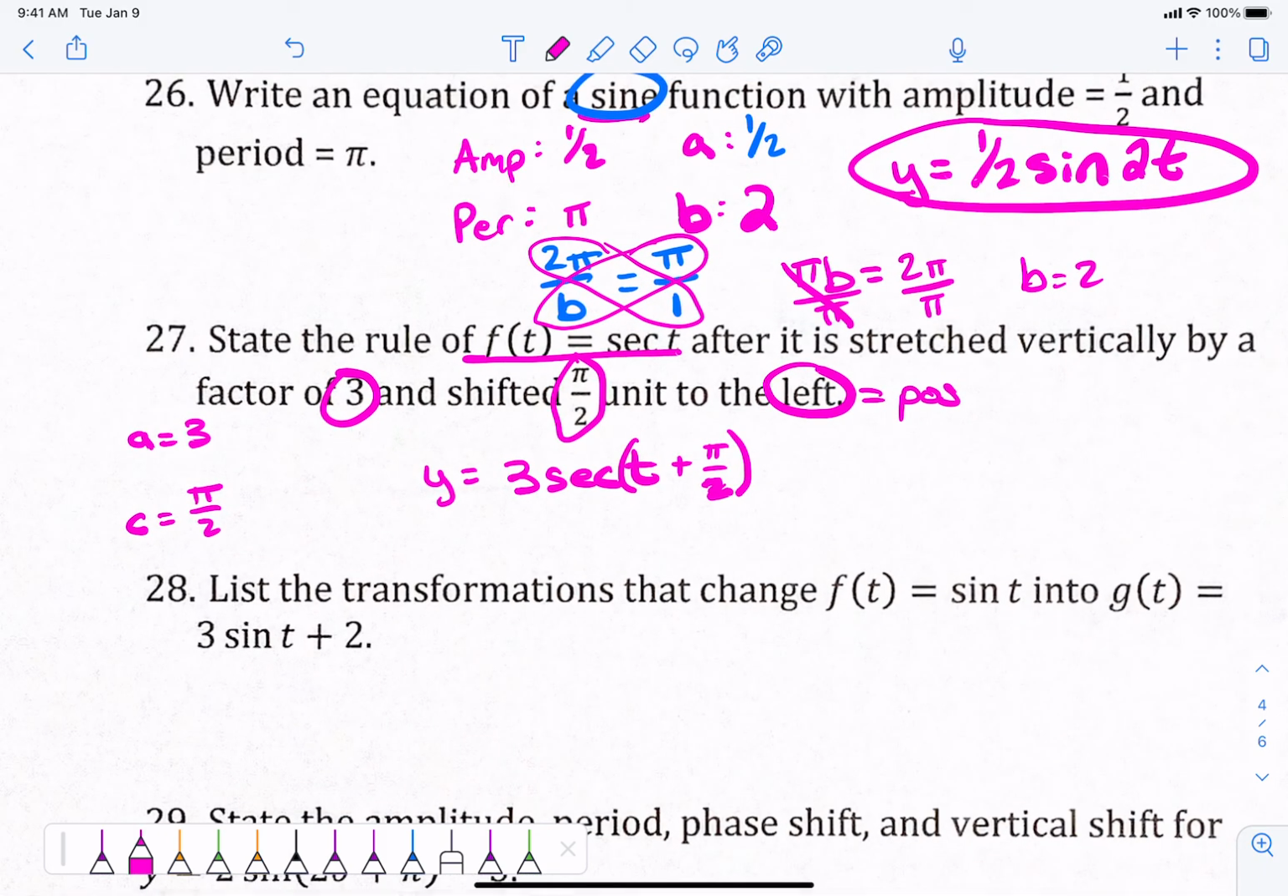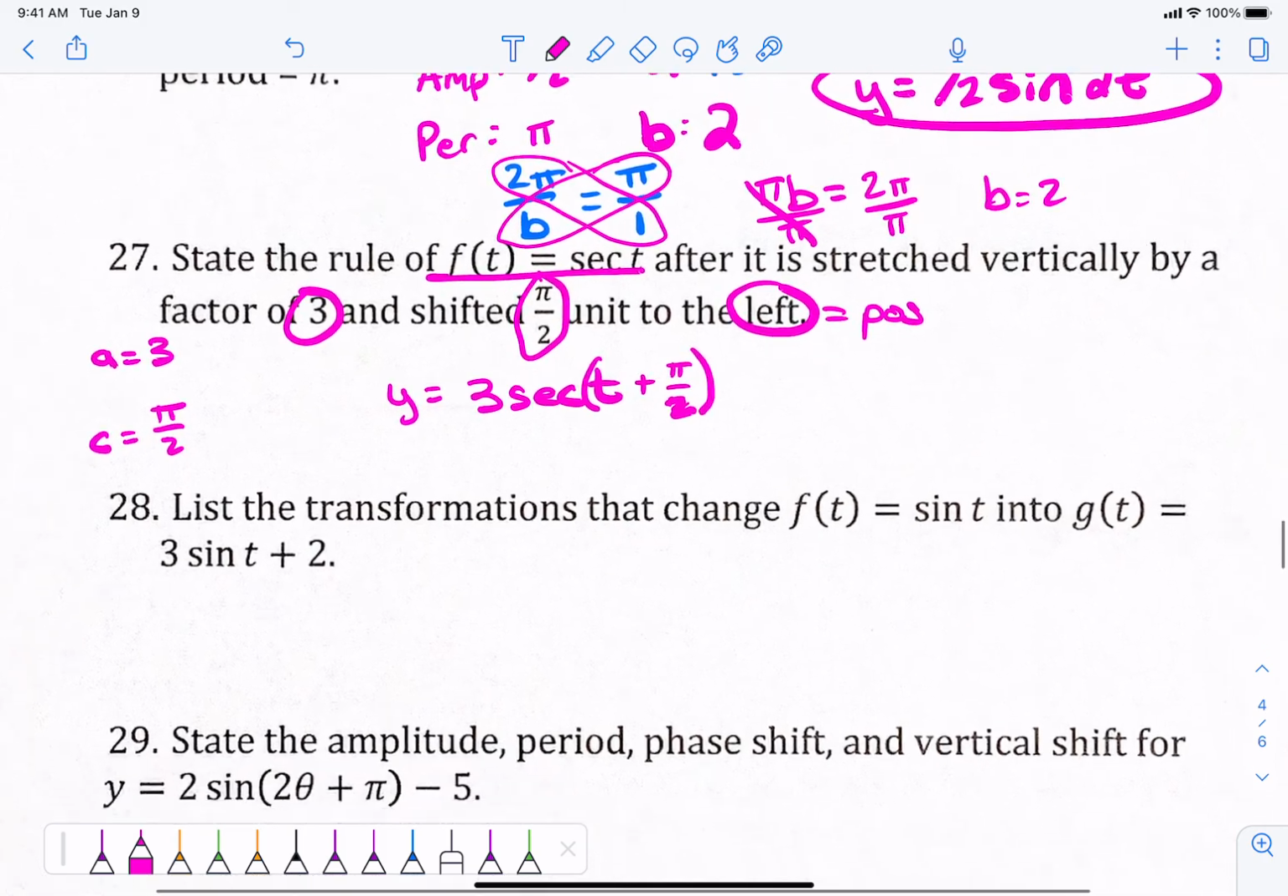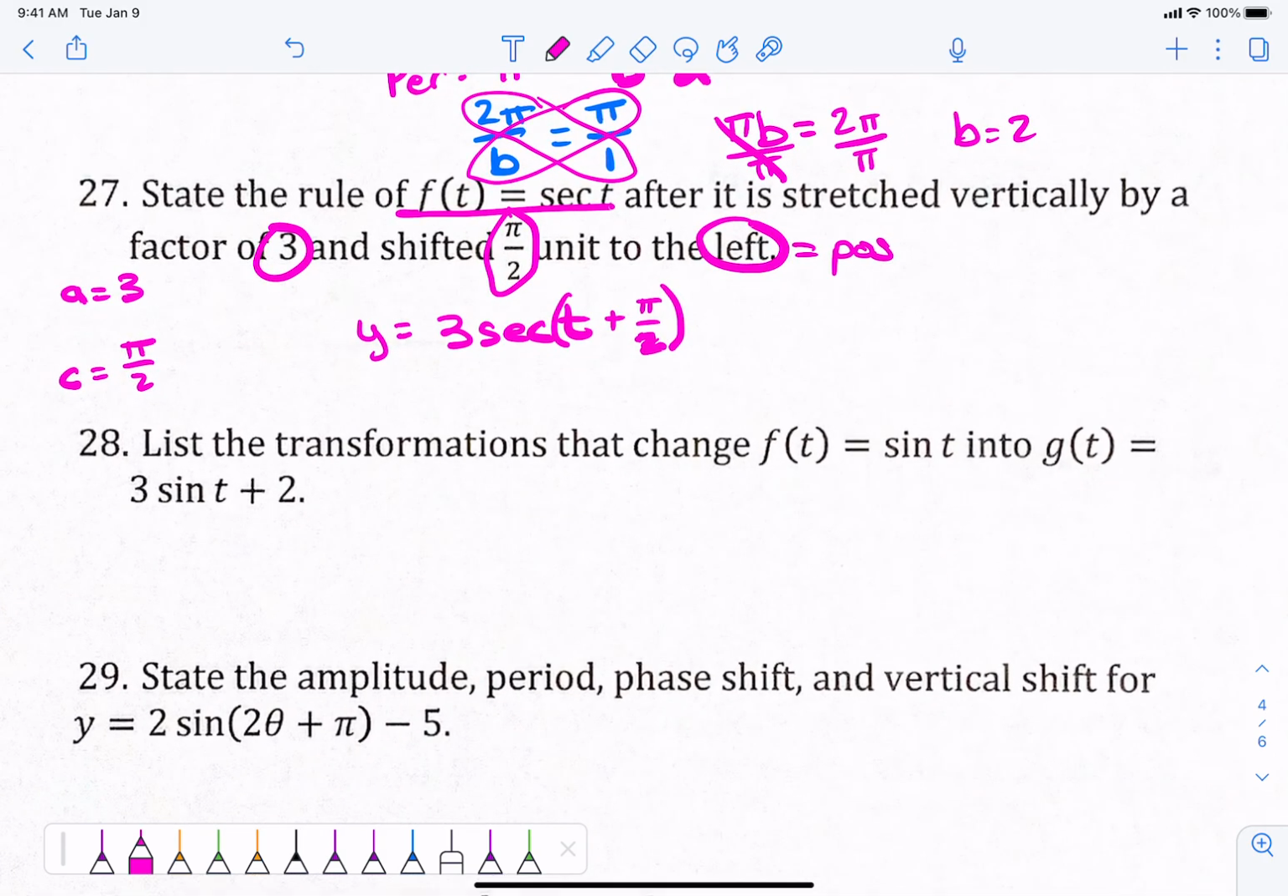You want to do one more? Yeah, keep going. List the transformations that change this into this. So we just have to decide. We're starting with normal sine, and we have 2 numbers that are being added. What is the 3 doing, and what is the plus 2 doing?